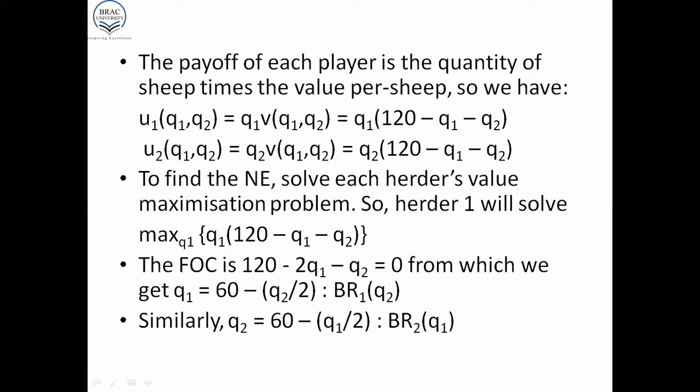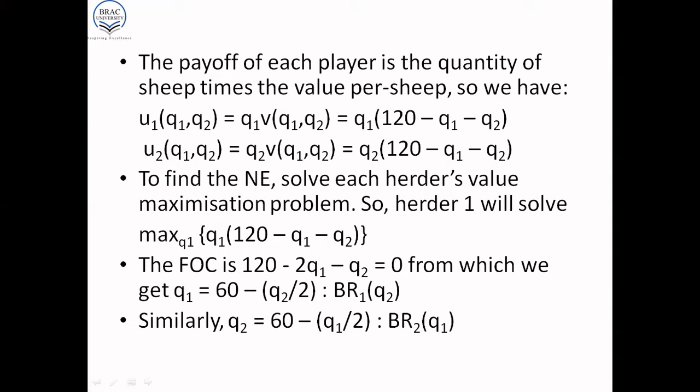The first order condition is you differentiate U1 with respect to Q1, and you get 120 minus 2Q1 minus Q2, and you set it equal to 0 because we are maximizing. And from this equation, we solve for Q1 and we get Q1 is equal to 60 minus Q2 by 2. This is the best response of herder 1 as a function of Q2. So this is the first step in our analysis.